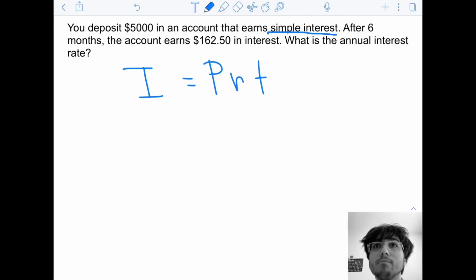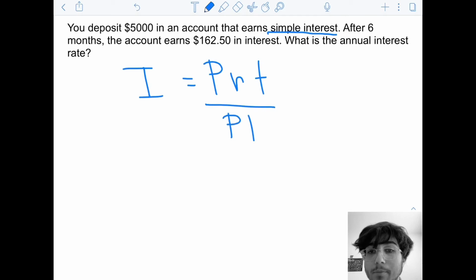So I is for interest, and P is for principal, which is the original starting amount of investment, and R is for the rate, the annual interest rate, and T is for time. We're trying to find the annual interest rate, R. So let's isolate it by dividing by PT.